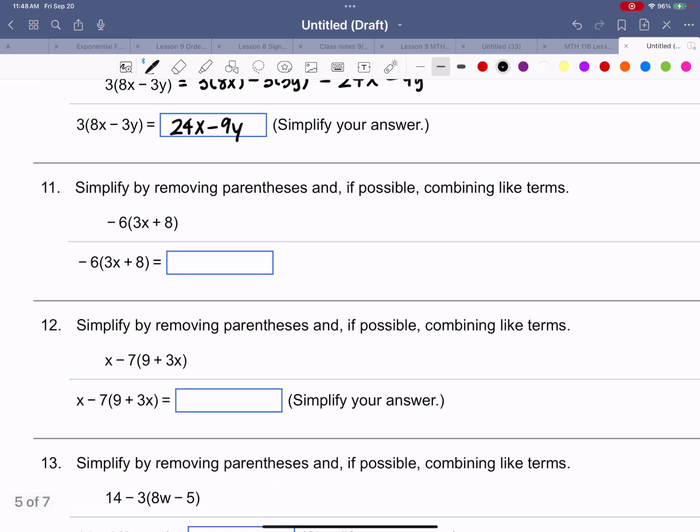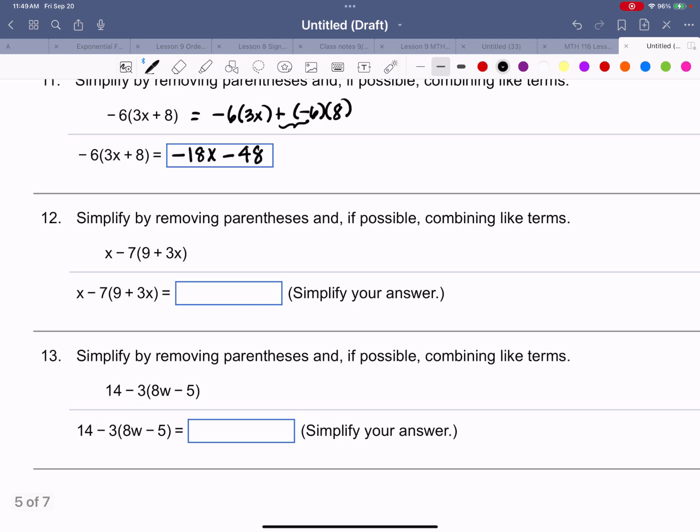Number 11, negative 6 times in parentheses 3x plus 8. That's going to be negative 6 times 3x plus negative 6 times 8. That's going to give me a negative 18x and a minus 48. Because look, it's a plus and a minus, and that makes a minus 48.